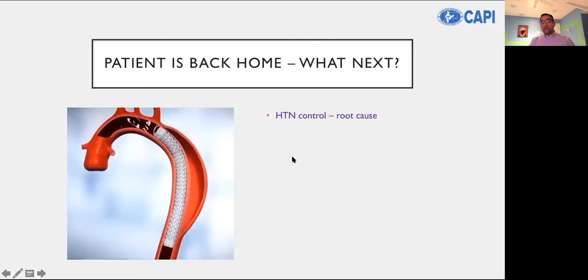So what needs to happen? The first and foremost thing, which is probably the most difficult part with these patients, is control of their hypertension, which is, for all practical purposes, a root cause. Because we cannot control our genetics, but we can certainly control our hypertension. So I would say it's a modifiable, very important cause that we can address.